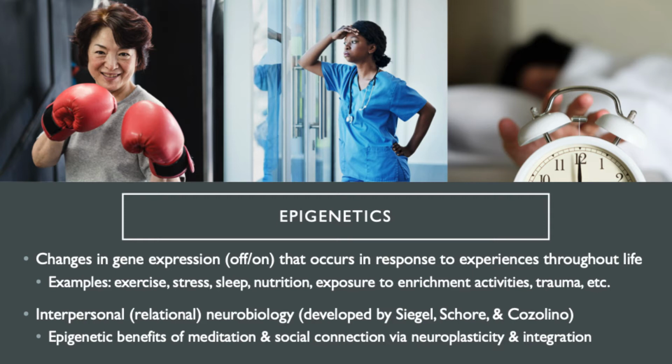Before moving on, I want to briefly touch on interpersonal or relational neurobiology, which is an interdisciplinary field that explores the intersection of cognitive and affective neurosciences, developmental psychology, and wisdom traditions. It was developed by Dan Siegel, Alan Shore, and Lou Cozolino in the late 1990s. It seeks to understand how relationships in the brain interact to shape the mind and behavior, and emphasizes the role of neuroplasticity, that is, the brain's ability to reorganize itself by forming new connections throughout time.